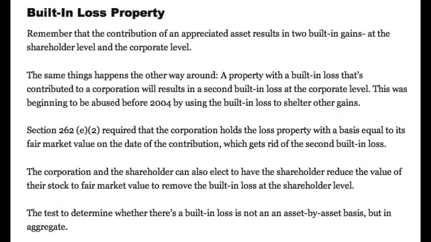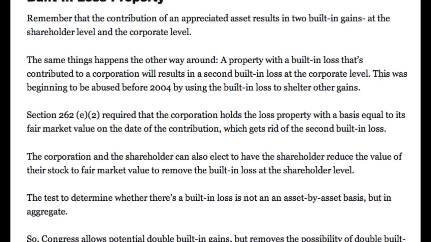So going on to built-in loss property. The contribution of an appreciated asset can result in two built-in gains, one at the shareholder level and one at the corporate level. The same thing can happen the other way around. A property with a built-in loss that is contributed to a corporation can result in a second built-in loss at the corporate level. This was abused before 2004, before Section 362(e)(2) was passed. This section required that the corporation hold the loss property with a basis equal to its fair market value on the date that it's contributed to the corporation, which gets rid of the possibility of the second built-in loss.